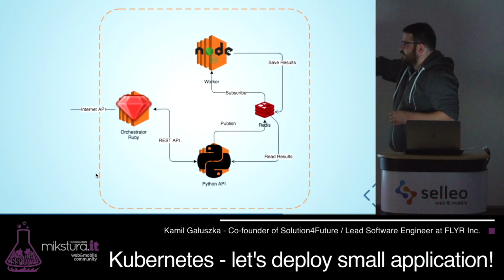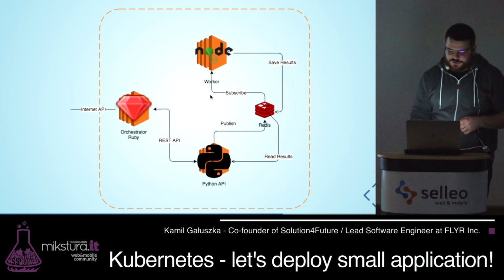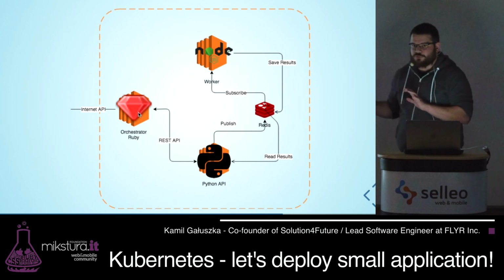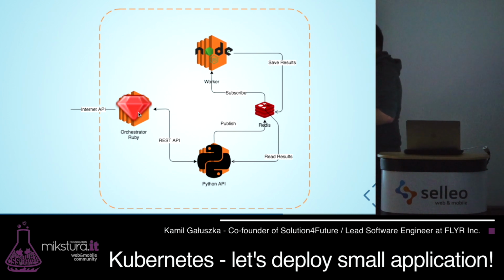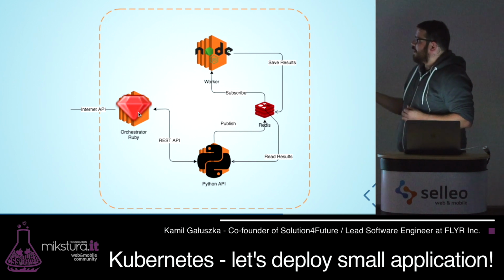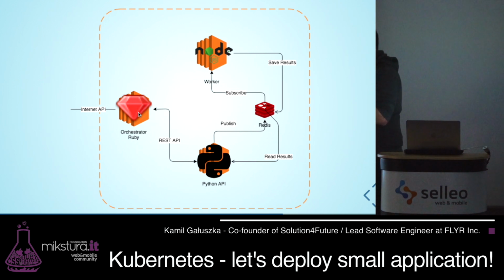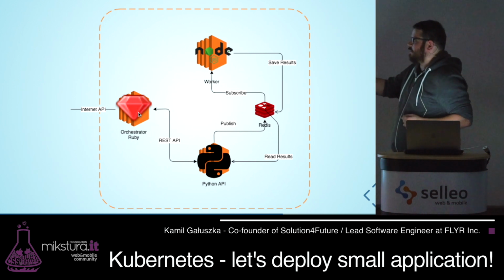So here is a very simple diagram. I have an orchestrator that is written in Sinatra in Ruby. I use Python for the API. I use Redis for sending the tasks, and Node.js for consuming those tasks and saving the results into Redis.